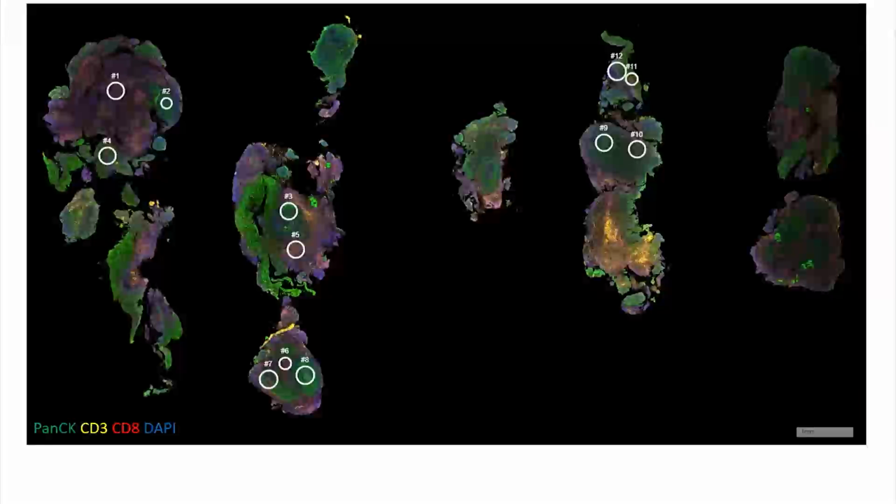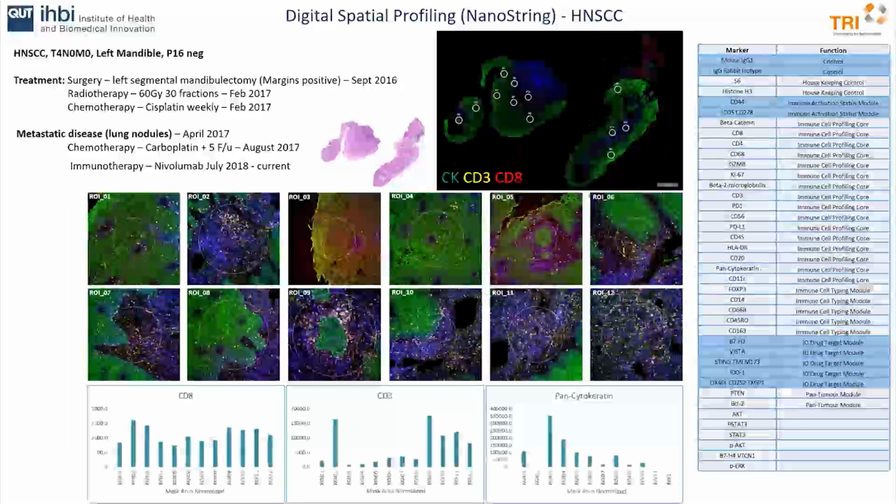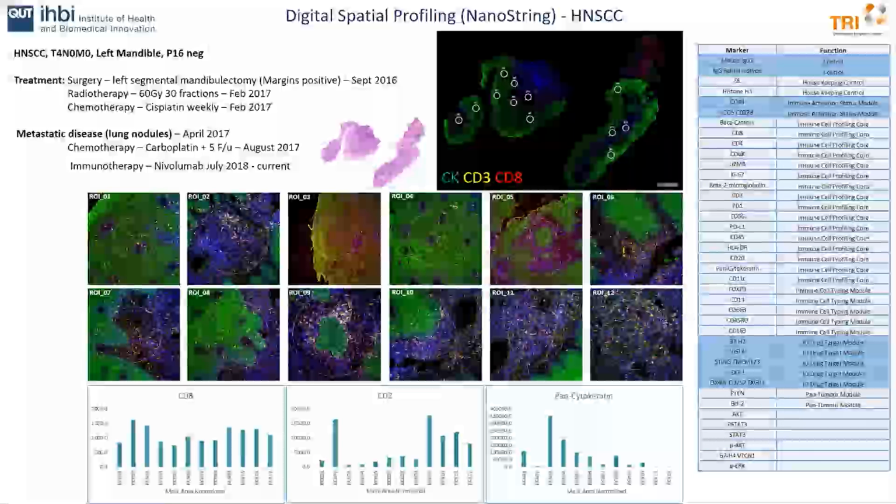that signal digitally. So this was an example of a head and neck patient where they were given immunotherapy in the metastatic setting, so NIVO in the metastatic setting, so after multiple rounds of chemoradiation. For head and neck cancers, it's given in the metastatic setting or now in the recurrent setting. And this is what you're able to do.